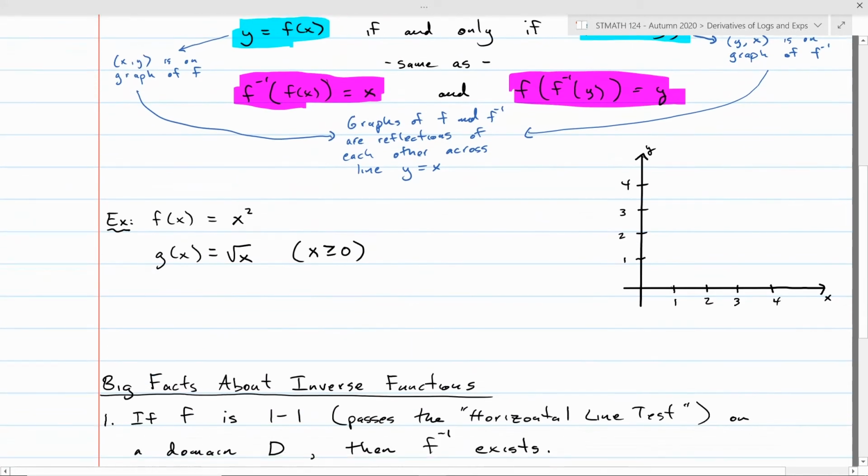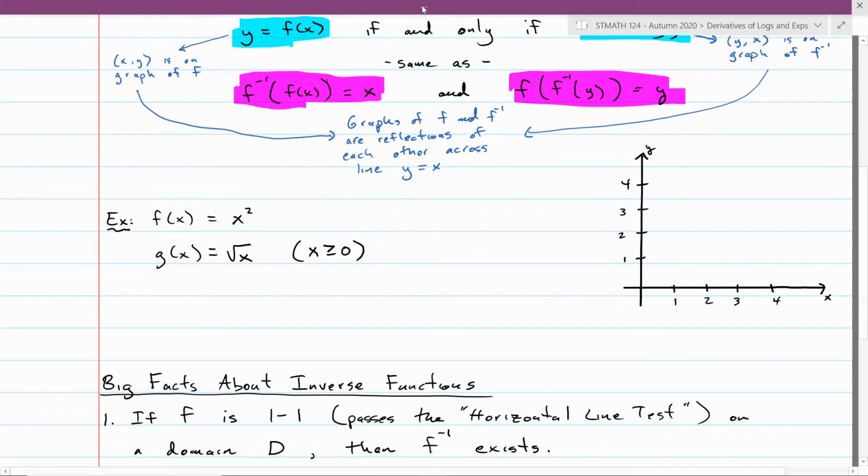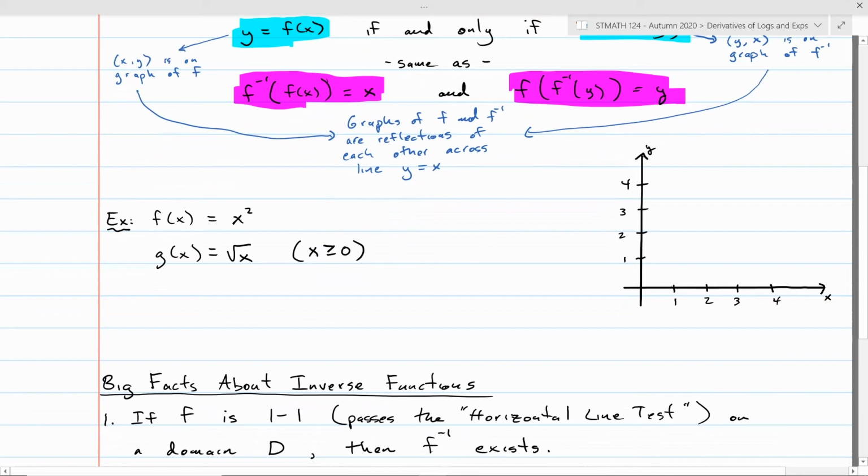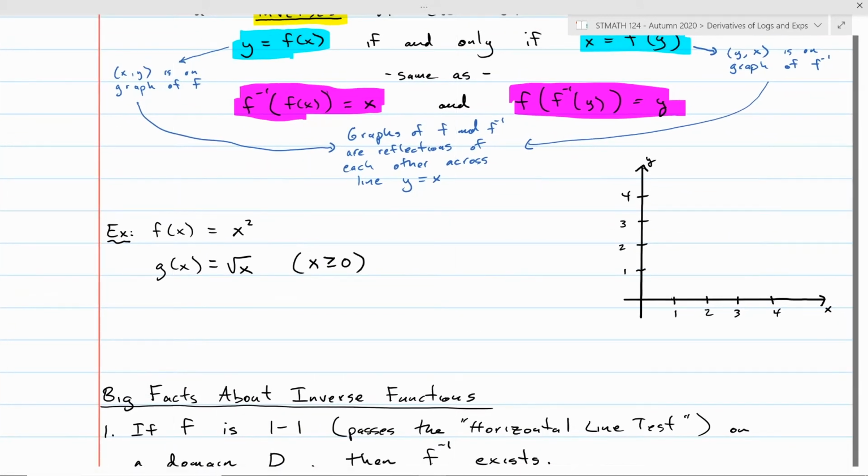Let's take a quick look at just a standard basic example. So we've got these two functions. f of x is x squared, and g of x is the square root of x. Now if I apply the equations in pink, I can see that these two functions are inverses of one another because they satisfy both of these two pink equations.